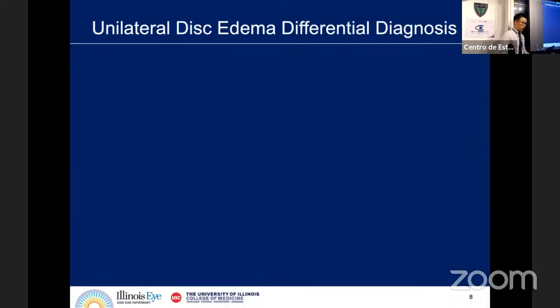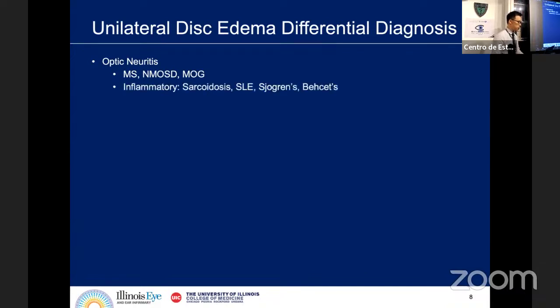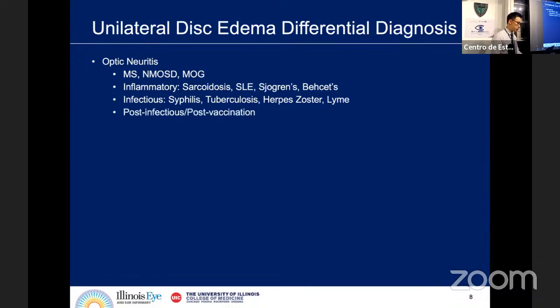So at this point, I just want to list the unilateral disc edema differential diagnosis. Given the presentation that he came in with, the top of our differential certainly was optic neuritis. And we have a whole host of different etiologies, including these autoimmune conditions, other inflammatory conditions, infectious conditions, as well as post-infectious or post-vaccination associated optic neuritis. And then, of course, idiopathic optic neuritis is something to consider once everything else has been ruled out.